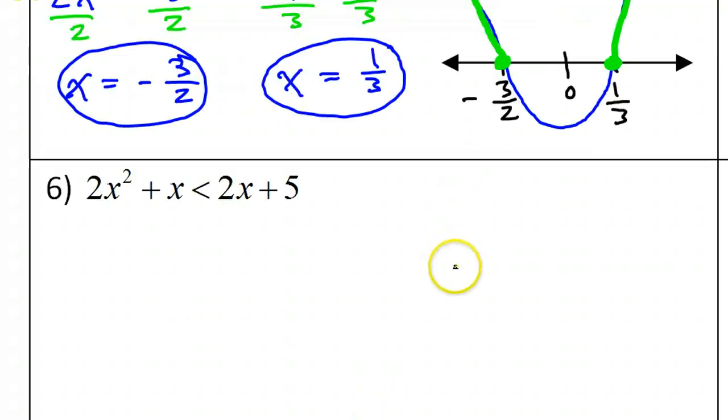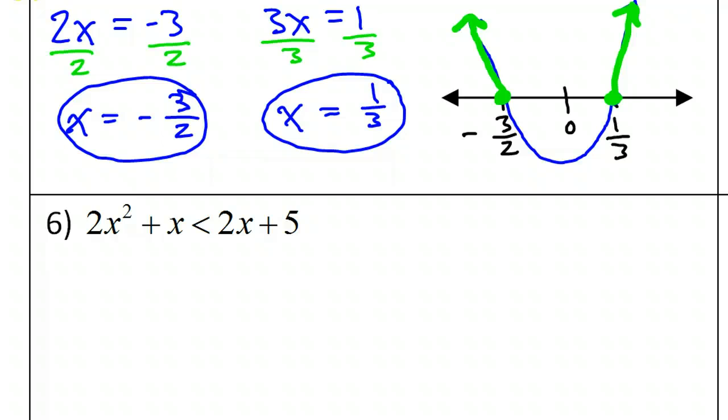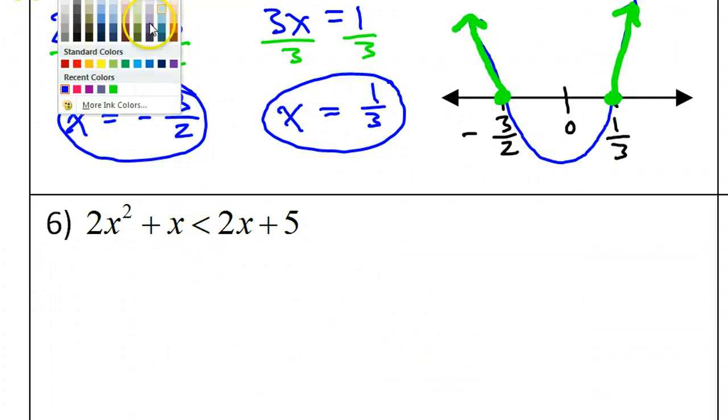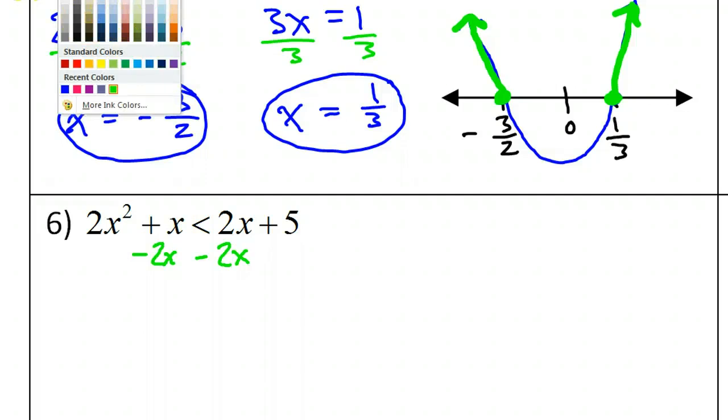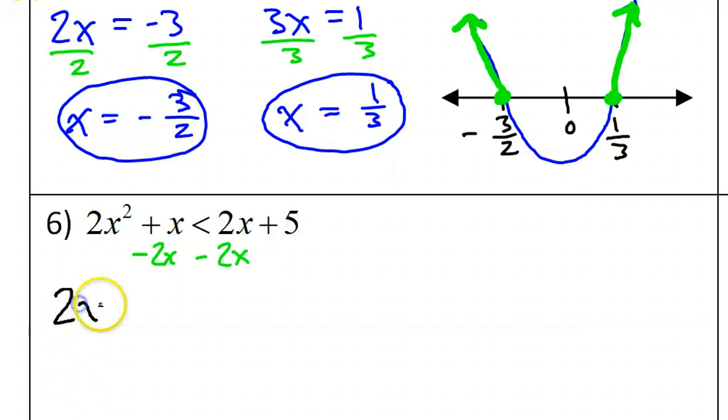Alright, since we did the last one using the graphical method, I might do this one using test values, just to mix things up. In any case, we're going to start by getting 0 on one side. So let's subtract 2x from both sides. These are like terms. So that's going to give me 2x squared, positive x, negative 2x, that's negative x, is less than 5.